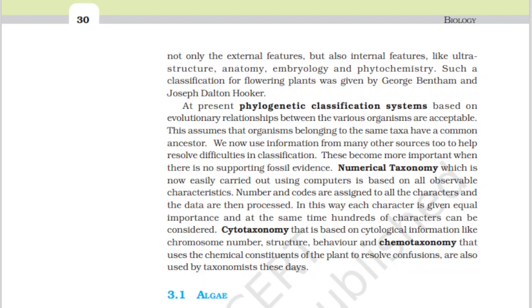Cytotaxonomy, that is based on cytological information like chromosome number, structure, behavior, and chemotaxonomy, that uses the chemical constituents of the plant to resolve confusions, are also used by taxonomists these days. So what is cytotaxonomy? It is based on cytological information like cells, chromosome number, cell structure, behavior, all this. And chemotaxonomy uses the chemical constituents of the plant to resolve confusion.